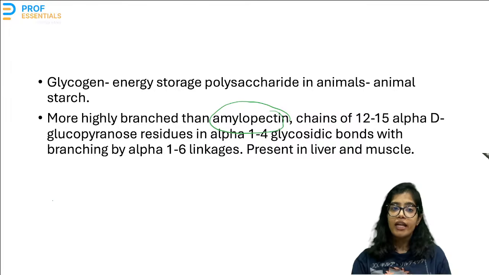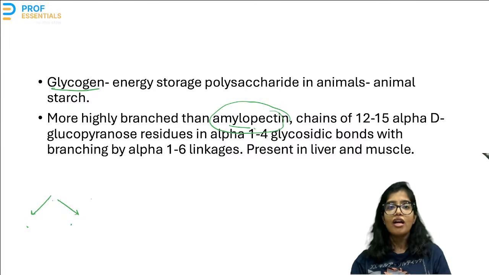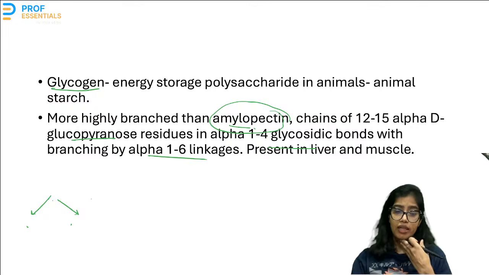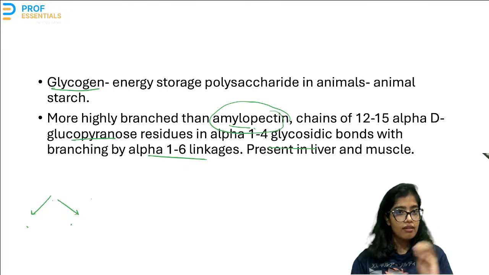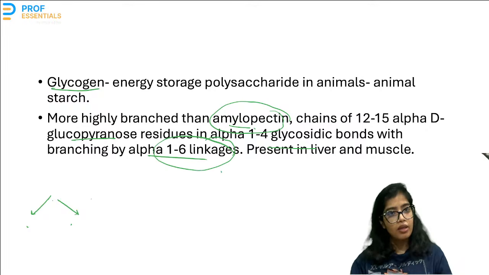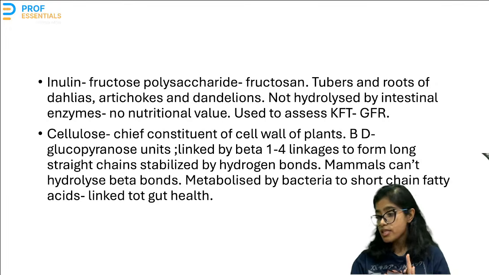So, starch contained unbranched amylose and branched amylopectin. Glycogen is even more branched than amylopectin. It has chains of 12 to 25 alpha D glucopyranose residues. And those pyranose residues, as in starch, are going to form alpha 1,4 glycosidic bonds, and branching will occur at alpha 1,6 linkages, similar to amylopectin. But what is the difference? In amylopectin, the branching was rare. Here, the branching is more. So alpha 1,6 linkages are more frequent. Understood? So this is the difference between glycogen and starch.